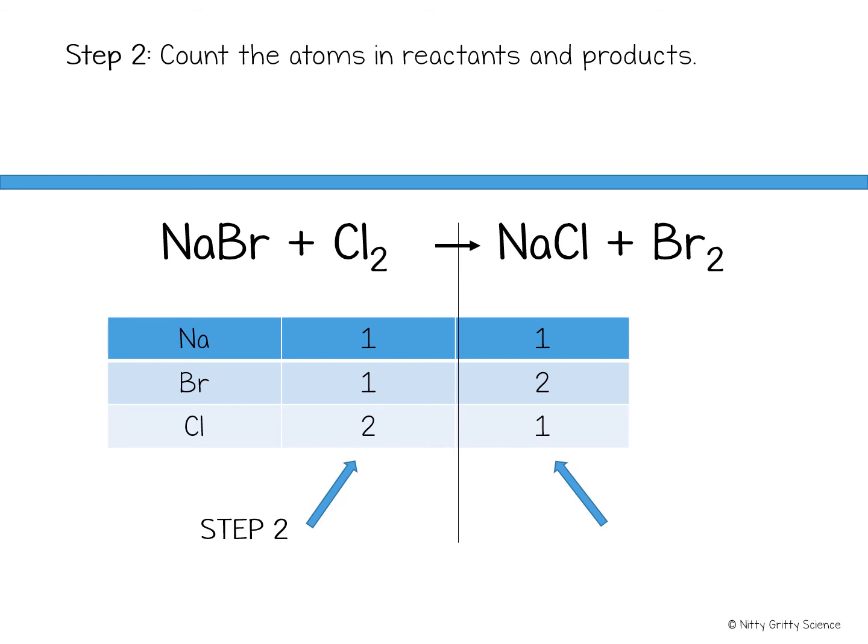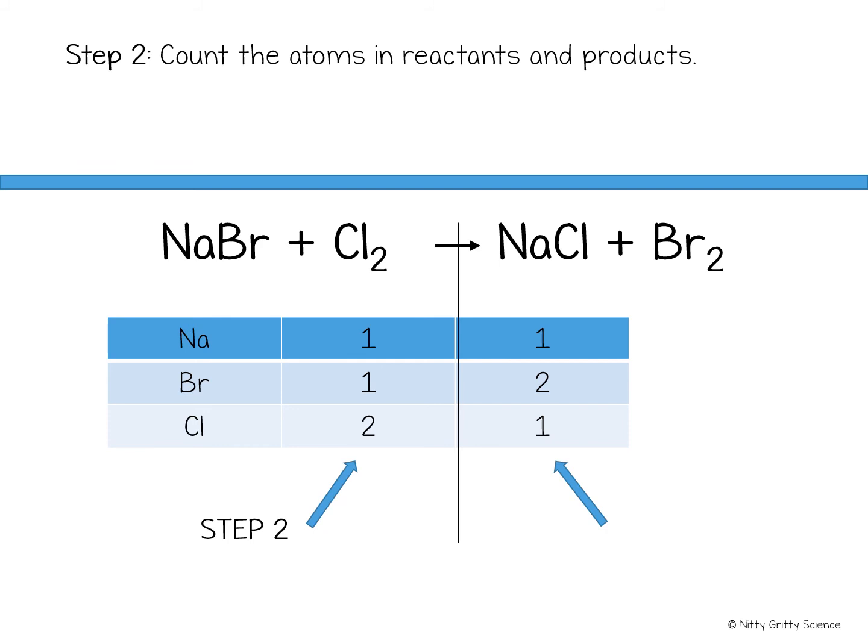The next step of balancing equations is to count the atoms in the reactants and the products. The best way to do this is to set up a small table right underneath your equation. You want to list out all the atoms, and in this case it's going to be sodium, bromine, and chlorine. I personally like to draw a line down through my table, and I count the atoms on the reactant side. Here we can see I have one sodium on my reactant side, one bromine, and two chlorines on the reactant side. Going over to the product side, I have one sodium, two bromines, and one chlorine.